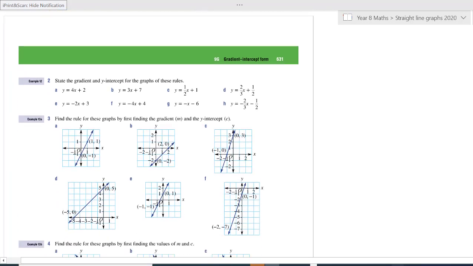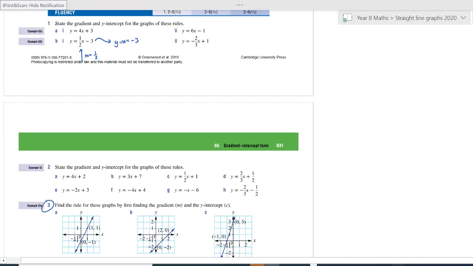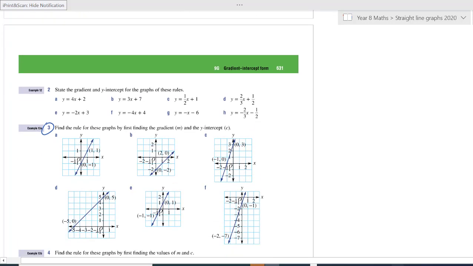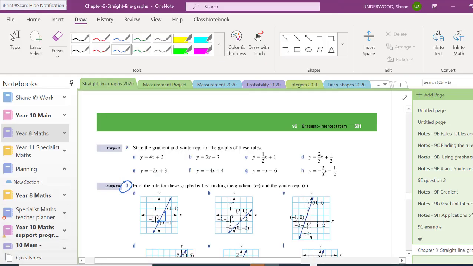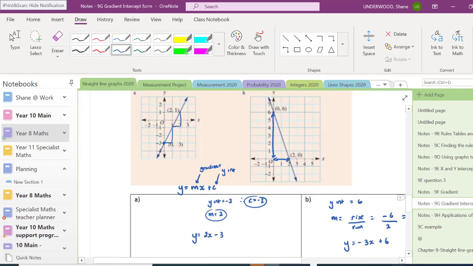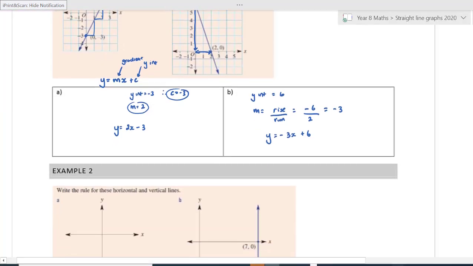You'll then have question 3, which is really good practice. So I would suggest starting off with question 1, then working your way to question 3, where you've got to find the rules. Again, you've got the y-intercept, and you can work your way across 1, up, and then you can find the gradient from there. So there's question 3.